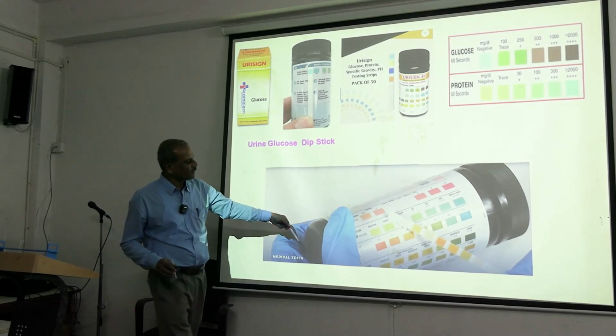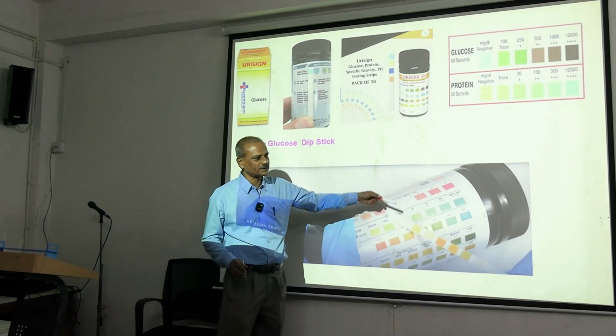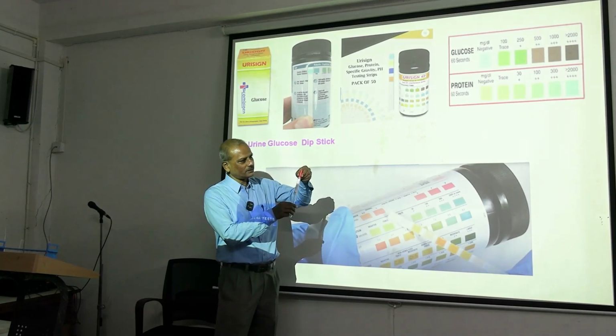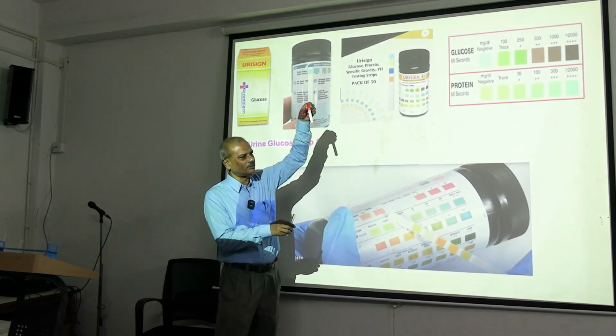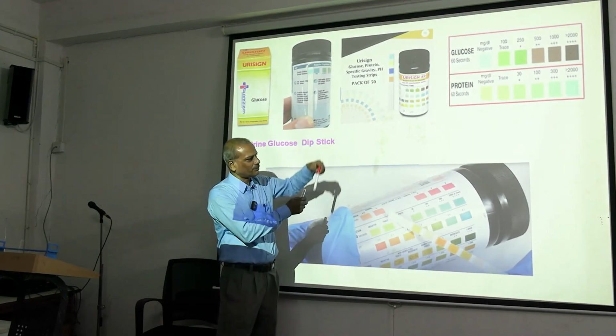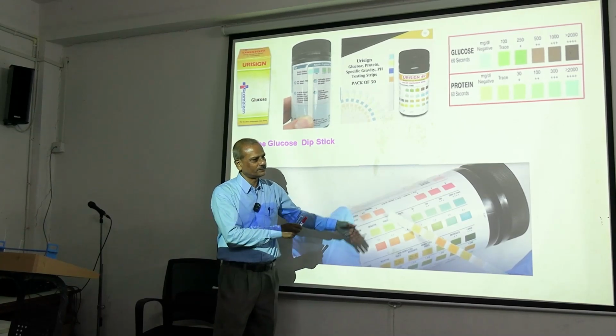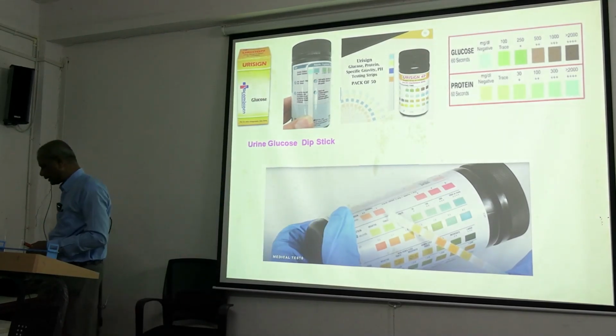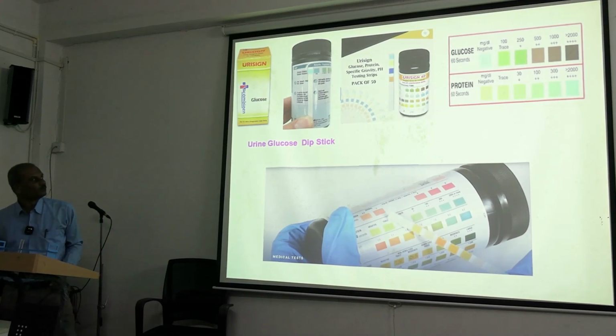Multi-parameter impregnated strips are also there. Many chemical constituents are present in the urine, so you simply put the strip in and take it out. Whichever parameters are positive will come out as positive. I will try to get one from the central level and show it to you.